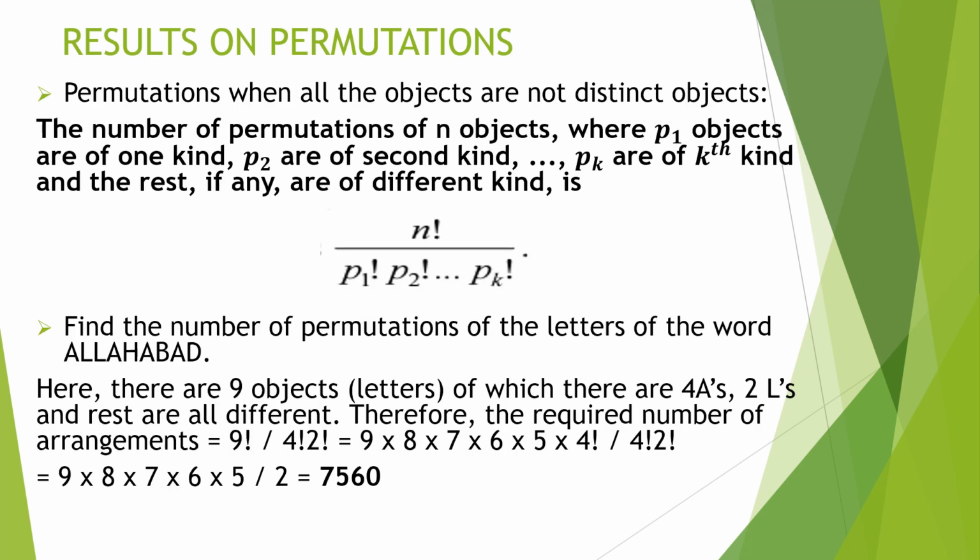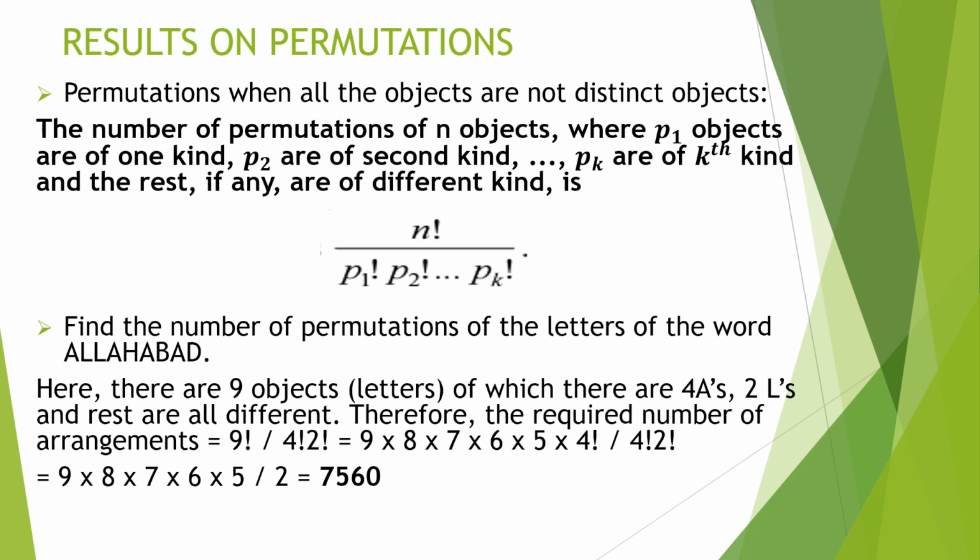Permutations when all the objects are not distinct. The number of permutations of n objects where p1 objects are of one kind, p2 of second kind, and so on up till pk are of kth kind, and the rest, if any, are of different kind, is given by n factorial upon p1 factorial, p2 factorial up to pk factorial.